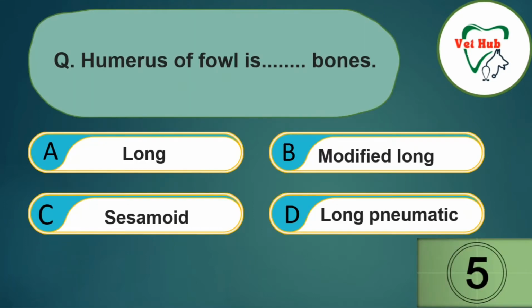And the next question is quite tricky. The humerus of fowl is dash bones, and the options are option A, long; option B, modified long; option C, sesamoid; option D, long pneumatic. And your time begins.